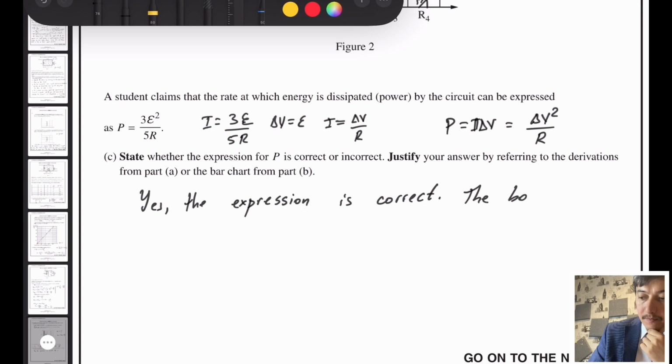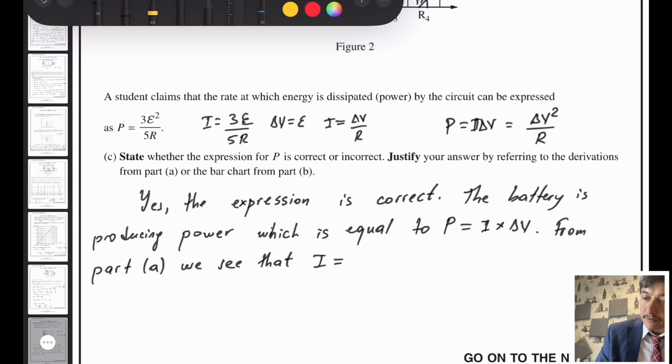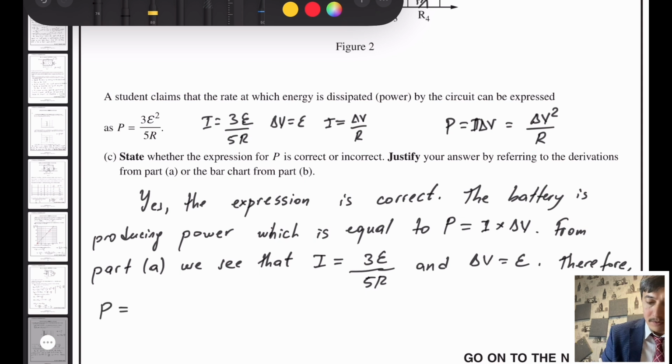Battery is producing power, which is equal to current times changing potential. From part A, we see that current was equal to 3 epsilon divided by 5R, and changing potential is equal to epsilon. Therefore, power is equal to current times potential difference, which is equal to 3 times epsilon squared divided by 5R.